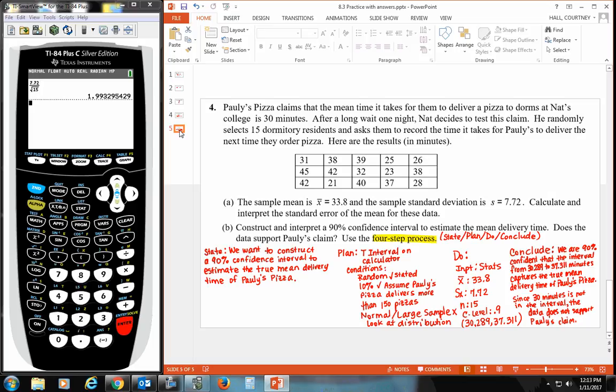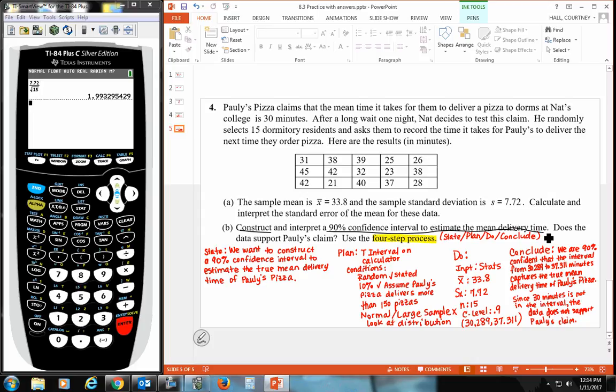But I do want you to know on the real AP exam, you're probably not going to be reminded, oh, this problem needs the 4-step plan. So you need to really know when do I have to do that. And anytime it asks you to create or construct a confidence interval, you're supposed to do the 4-step plan. Okay, so the state part is we want to construct a 90% confidence interval to estimate the true mean delivery time of Polly's Pizza. So you're really kind of just restating their sentence. You're plagiarizing. We are constructing a 90% confidence interval to estimate the mean delivery time. You can write that as your state part. I went in and said for Polly's Pizza because that's bringing in the context a little bit better.